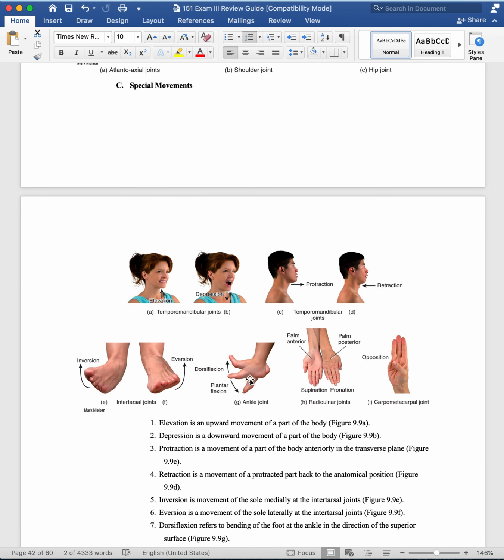Specialty motions that can happen only at, for example, the temporomandibular joint include elevation and depression. Or I'll just keep my mouth shut over here. Protraction is when we stick our jaw forward. Retraction, we bring it back.